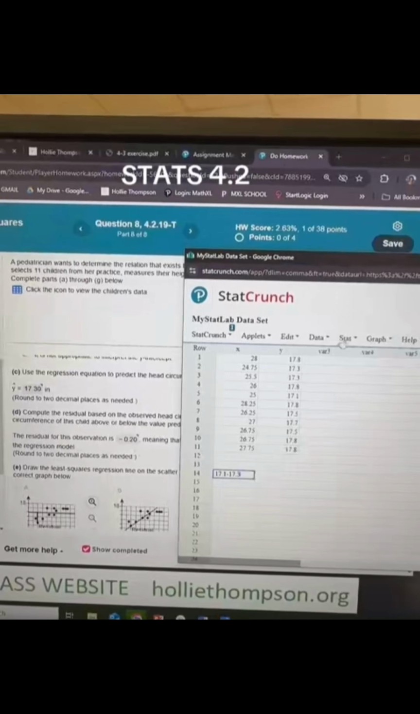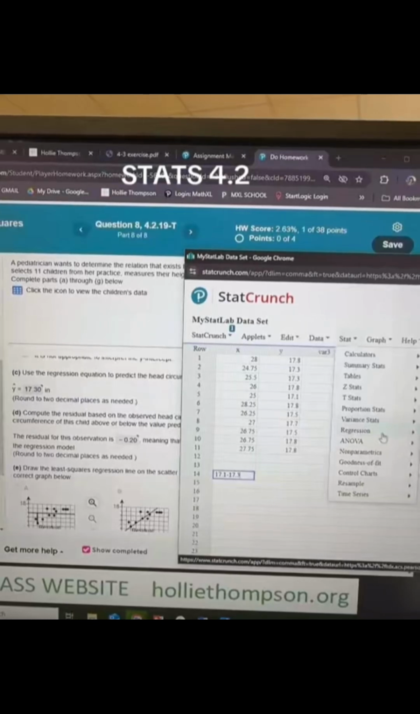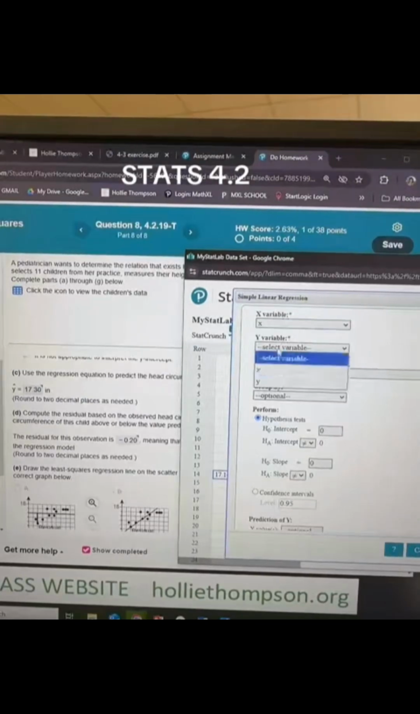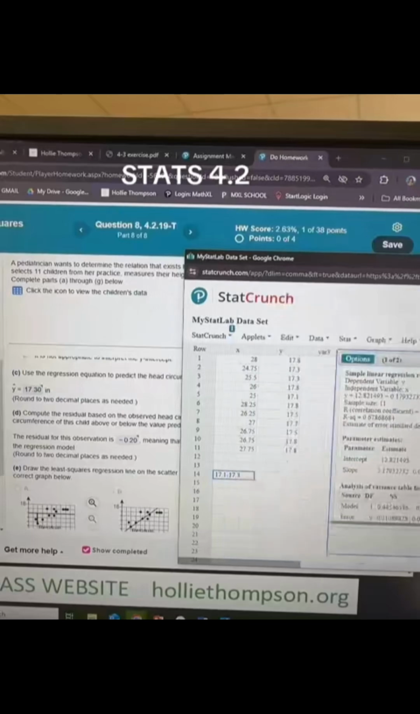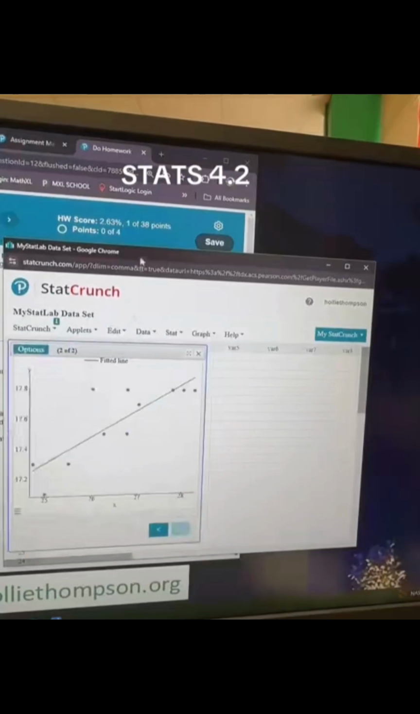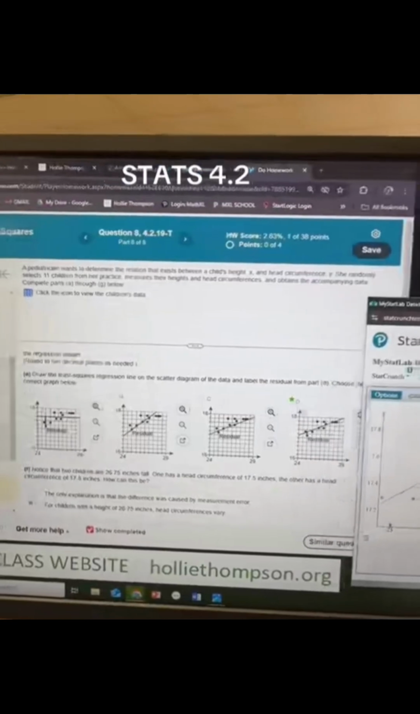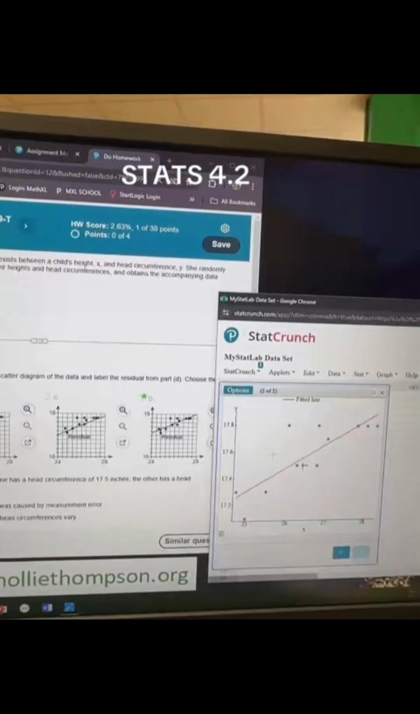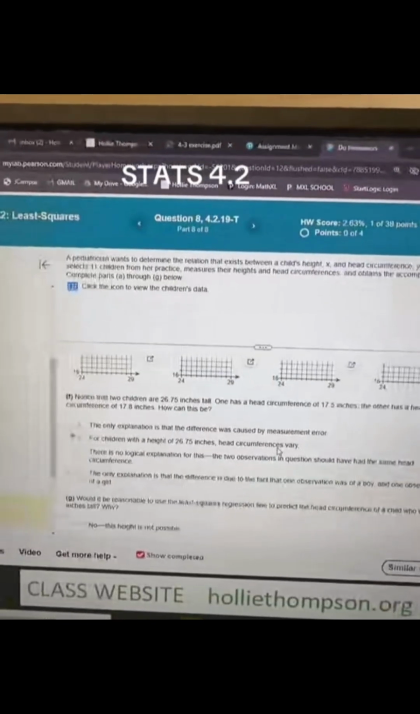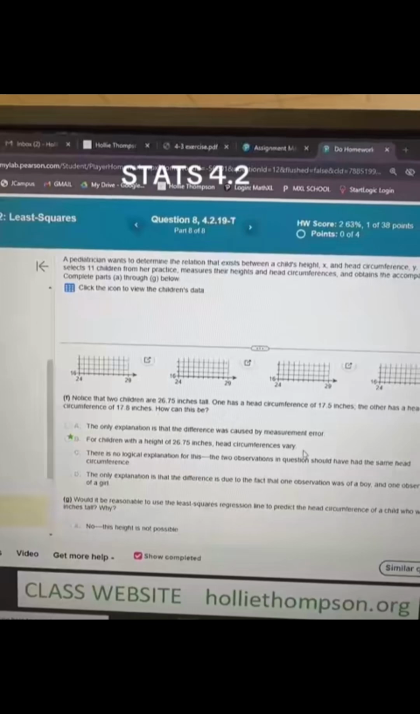And then remember, we use the arrow from the box. Bringing it back real quick. We use this arrow from the box to get the graph, and then we just match up our graph to the one they give. You just watch how it scatters. And then this is for children with height of 26.75. The head circumference vary.